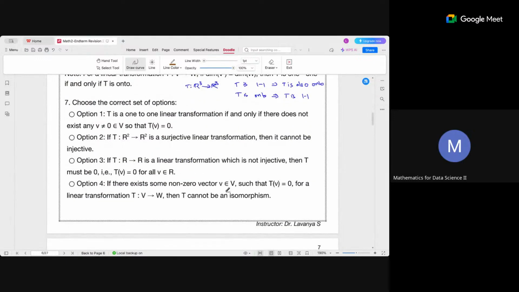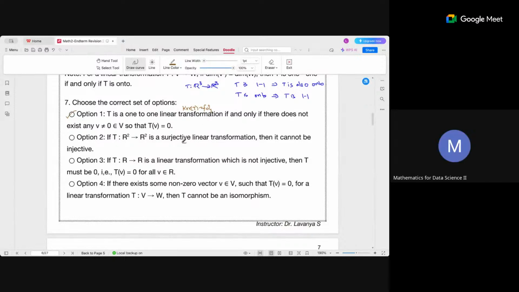Okay, so look at this question. T is a one-to-one linear transformation if and only if there does not exist any non-zero vector v such that Tv is equal to 0. True, right? Because if T is 1 to 1, you know that kernel of T contains only the 0 vector. It means kernel is not having any non-zero vector. That is what is given here. So it is true. Correct?